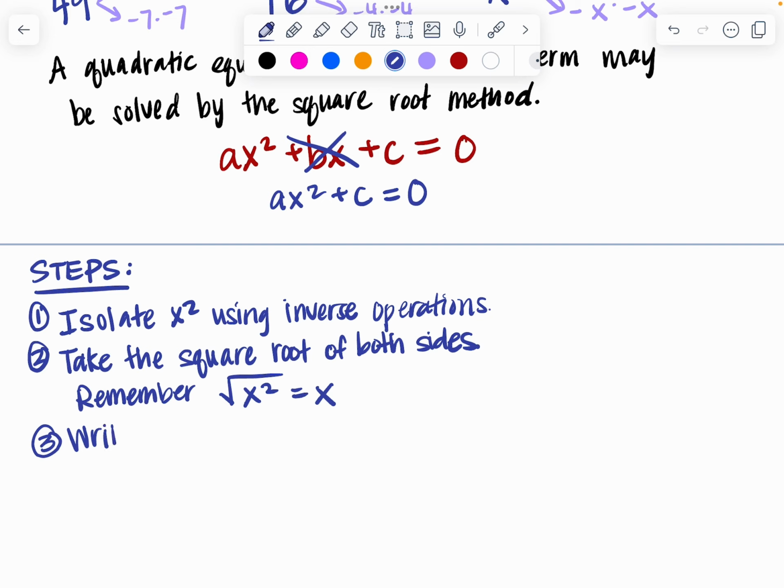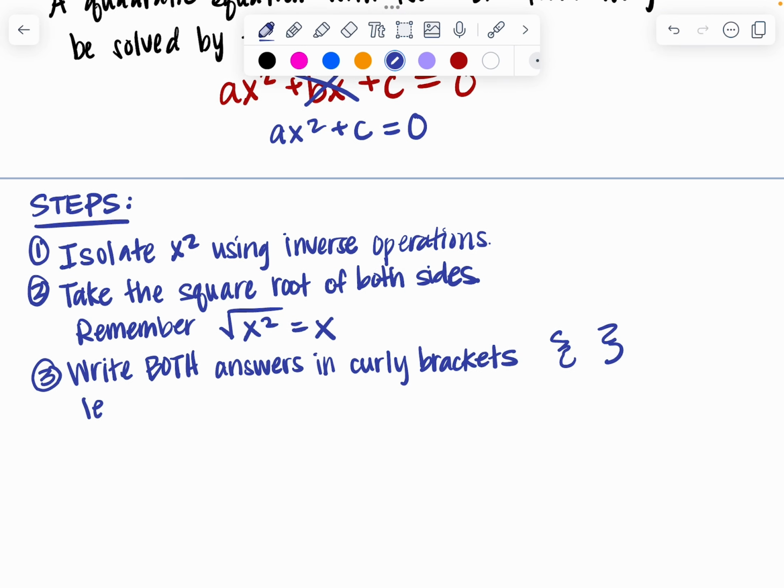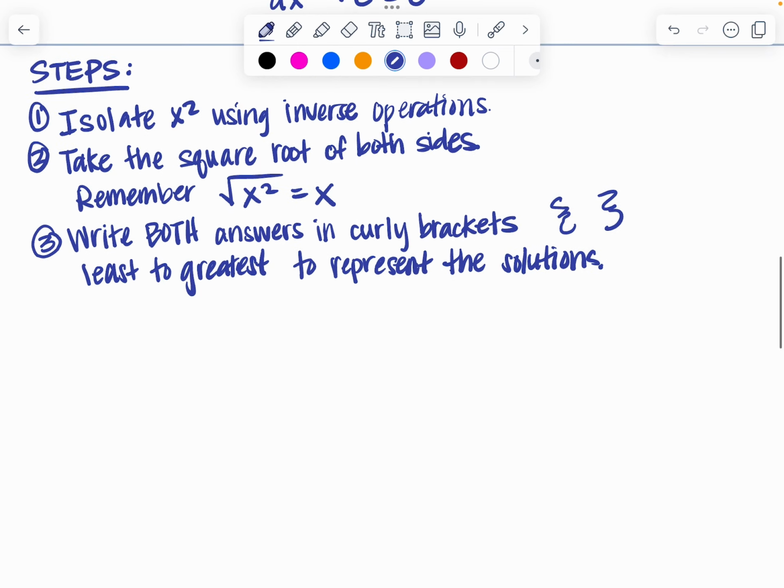So you're going to write both answers in curly brackets. They look like that. And you're going to write them least to greatest. So let's look at some examples.